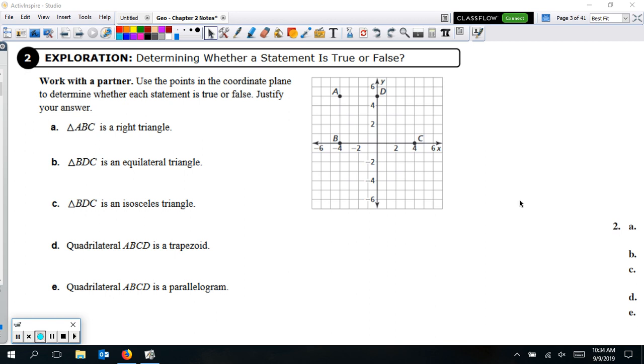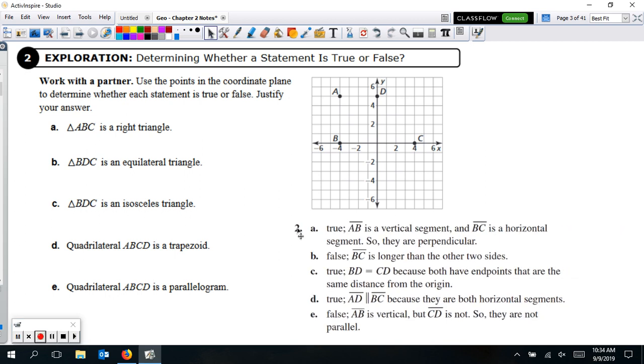Okay, so here we go. Letter A. We're looking at triangle ABC, and really it just says it's a right triangle. So is ABC a right triangle? I'm going to go ahead and pull these all out here so we can see that. So we would say yes, it's true. It is a right triangle.